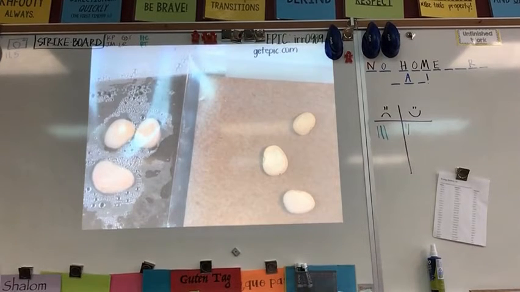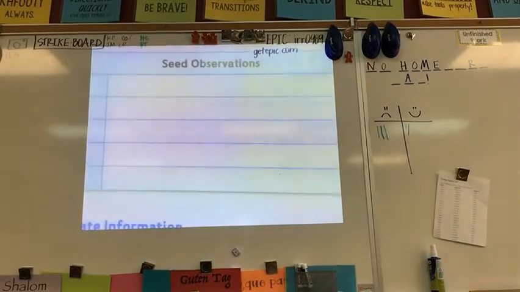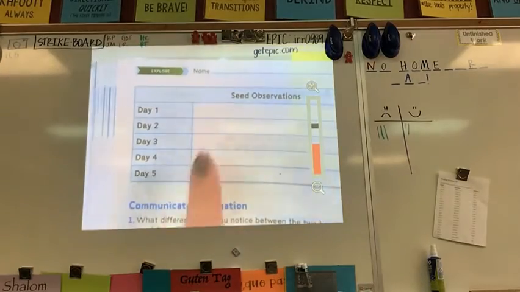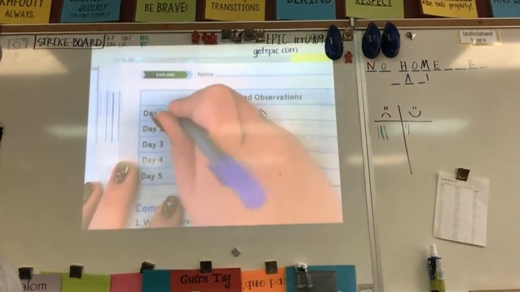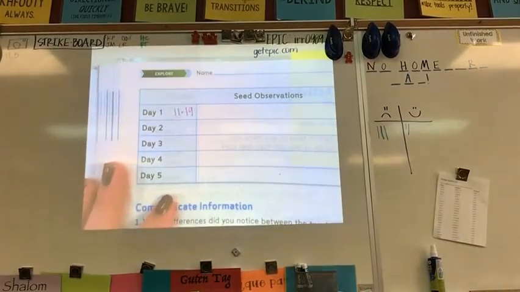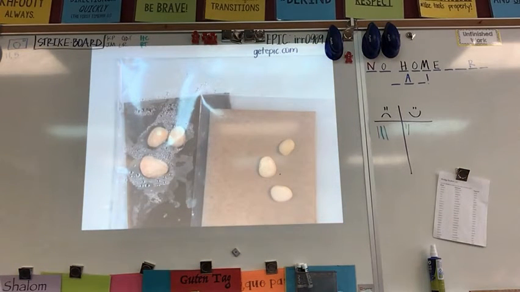So we are going to carry out an investigation. On the next page in your workbook, they have a table, and this is the model that we are going to use to record our data. For seed observations on day 1, which is today, we're going to add in today's date, which is November 19th. What do you notice about the seeds today? Who can tell me something that we can observe about the seeds today? It's on page 130. It's right there at the top.